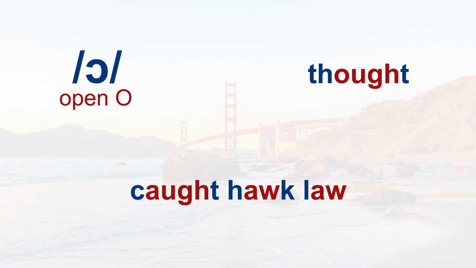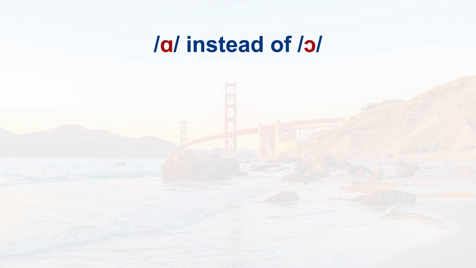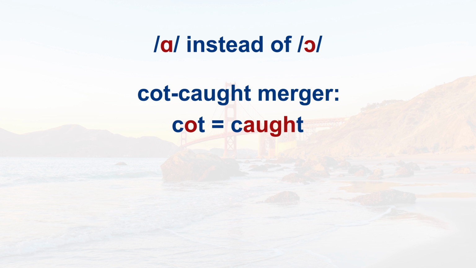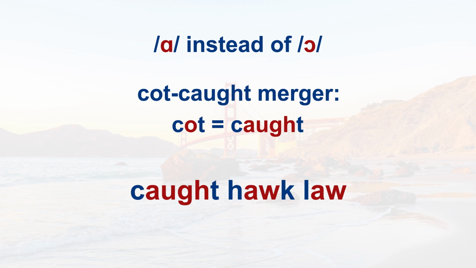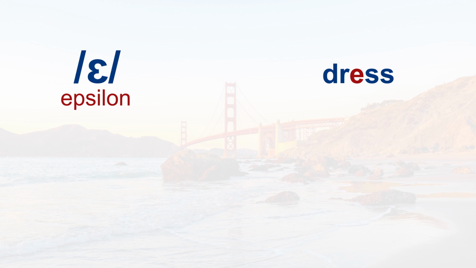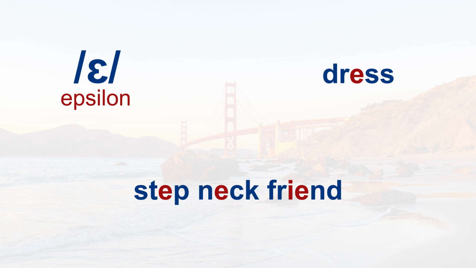Caught, hawk, law. About half of Americans use the broad a vowel instead of the open o. This is called the cot-caught merger because the words cot and caught sound the same. The short e, as in dress, is written with the Greek epsilon. Step, neck, friend.